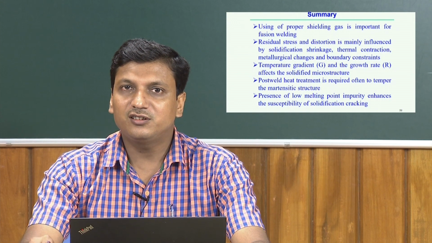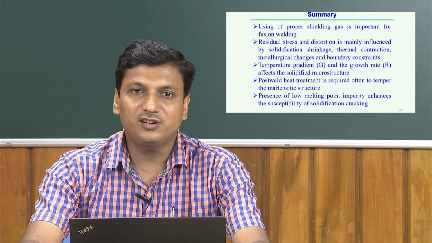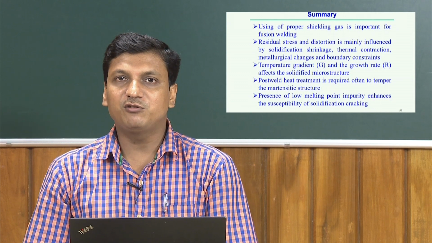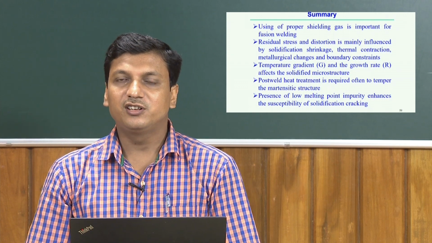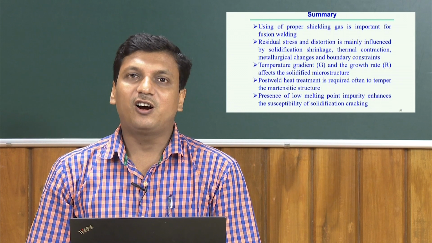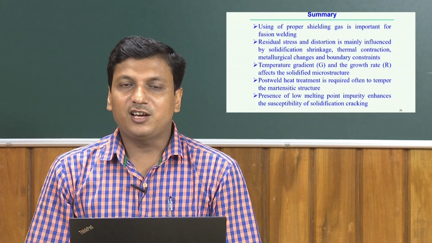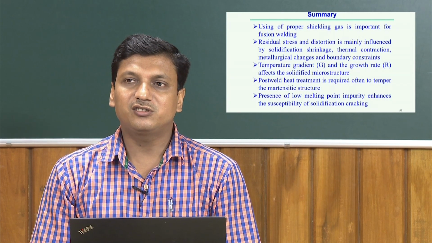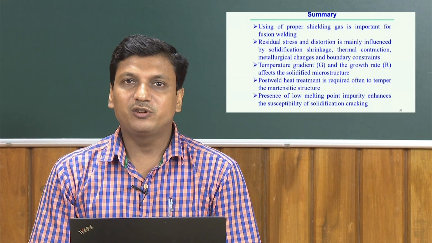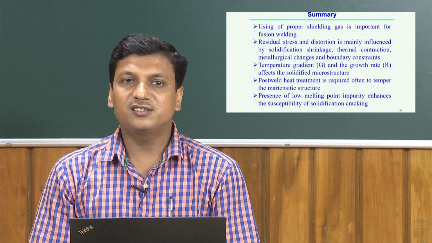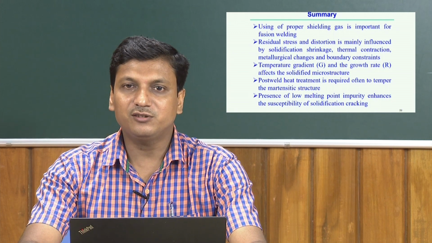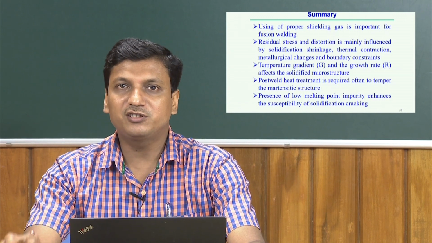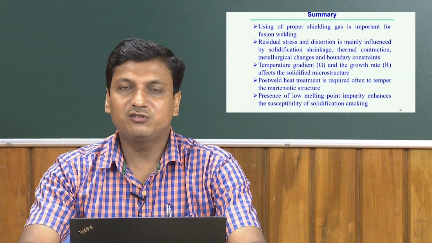Second, the residual stress and distortion are mainly influenced by solidification shrinkage, thermal contraction, and metallurgical changes during solidification, with respect to the base material, and any boundary constraints also affect the amount of residual stress and distortion generated in the welding process. Of course, we cannot avoid at least some amount of residual stress and distortion in the weld joint, but we can control or minimize them if we know which factors are responsible for their generation in a welded joint.